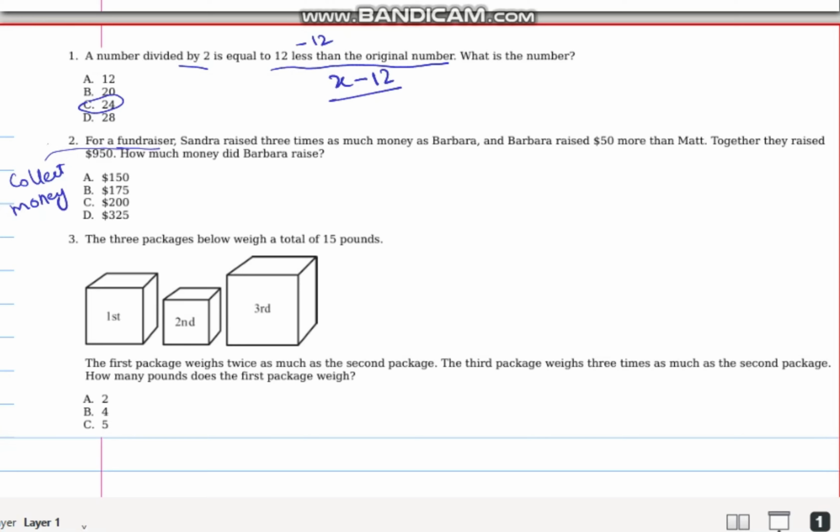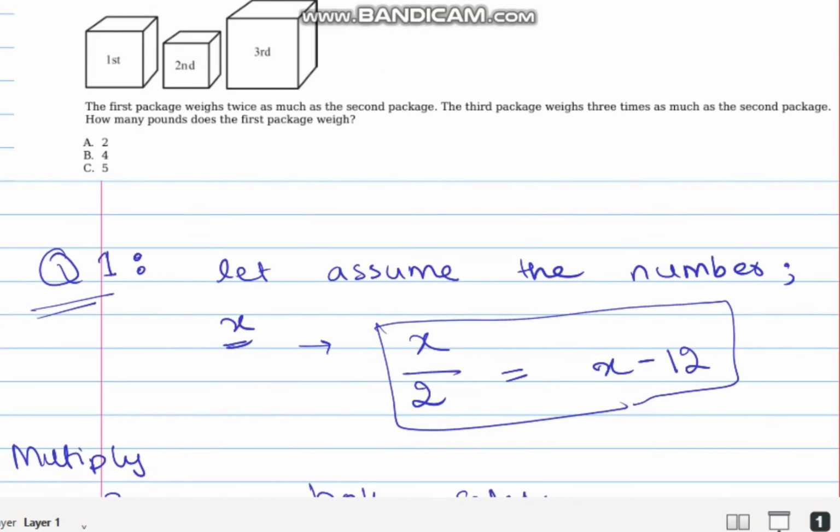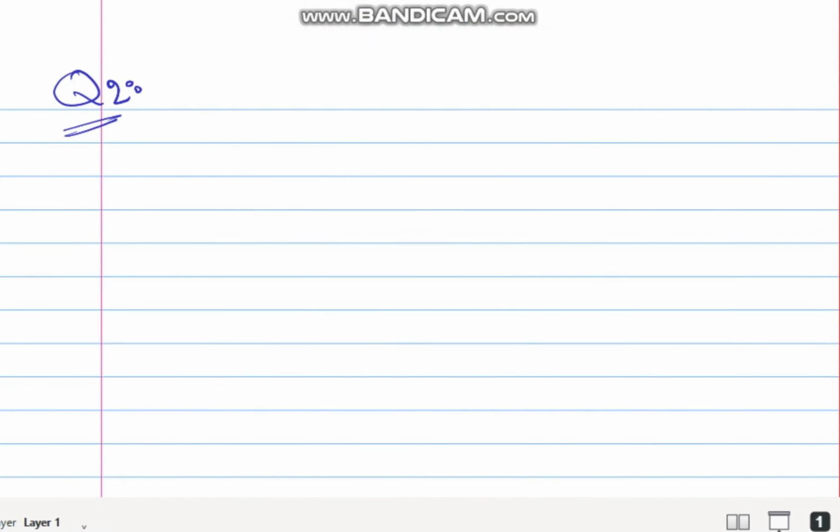So Sandra raised three times as much money as Barbara, and Barbara raised 50 more than Matt. Now there are two words. Let me write here with the red pen. The word is times. If the word times comes anywhere, it's star. The word times always means multiplication. Okay, it's a very important thing.